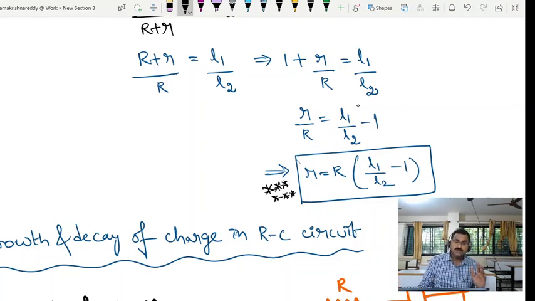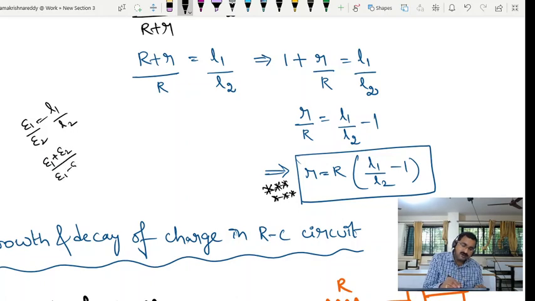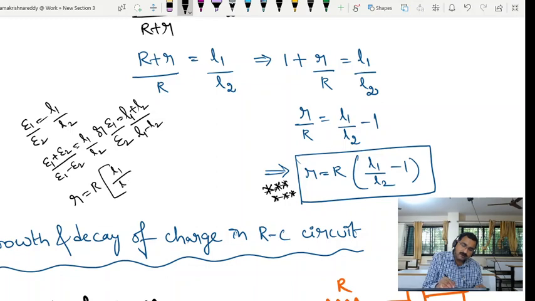So in total you got three formulas. What are they? First case, comparison of EMF of the cells, E1 by E2 equal to L1 by L2. Second case, by the componendo and dividendo rule, the sum and difference method, you get E1 by E2 is equal to L1 plus L2 divided by L1 minus L2. Then the internal resistance formula, small r is equal to capital R into (L1 by L2 minus 1). So these are the three formulas you have to practice. That is all I showed you.